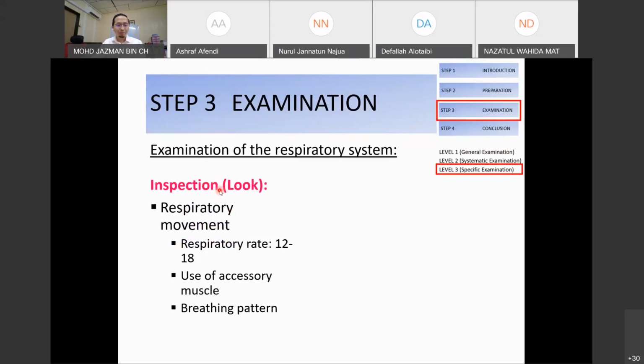So for inspection or look, you count the respiratory movement. Maybe some of you will do this in the general physical examination. In my video, I counted the respiratory rate after I checked the radial pulse. So if you have already done the respiratory rate, you can skip it. Don't do it again for the specific examination. Other things that you look for in the specific examination are the use of accessory muscles and the breathing pattern. Accessory muscles are the sternocleidomastoid, the scalene muscles and the abdominal muscles.